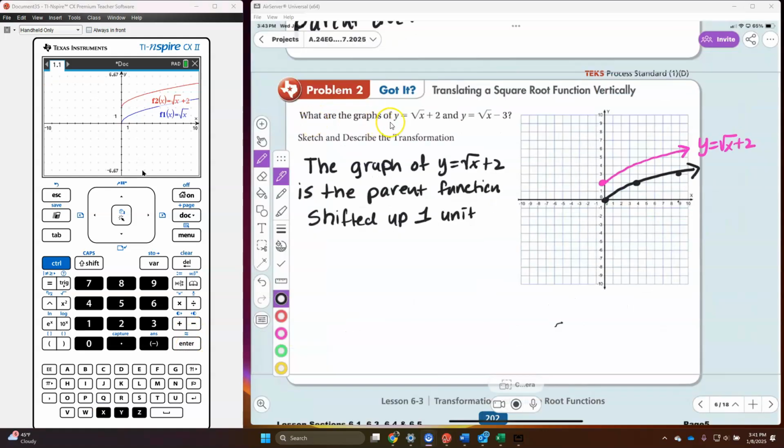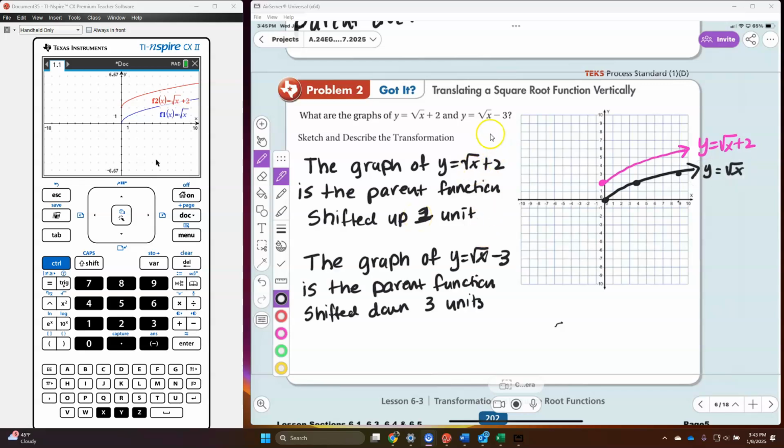What are the graphs of y equals square root of x plus 2 and y equals square root of x minus 3? The graph of square root of x plus 2 is the parent function shifted up, actually shifted up 2 units. And this is the parent function, y equals square root of x. So what we can say about the next equation, the graph of y equals square root of x minus 3, is the parent function shifted down 3 units.